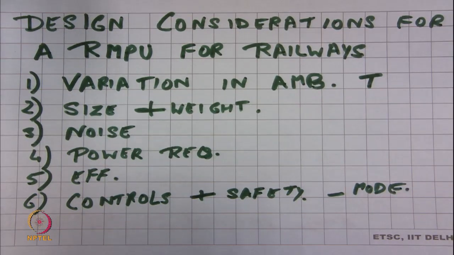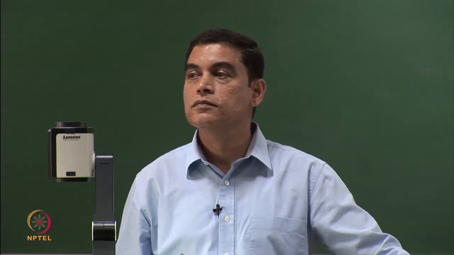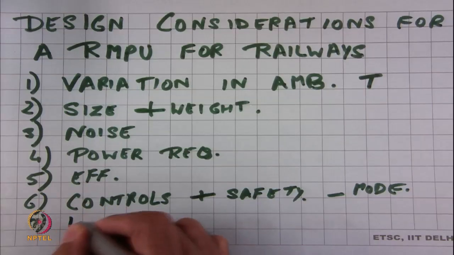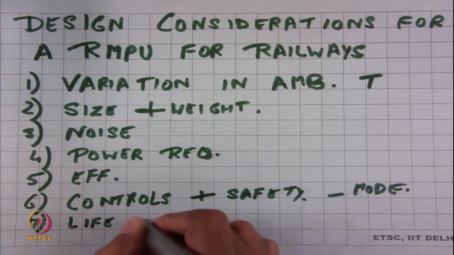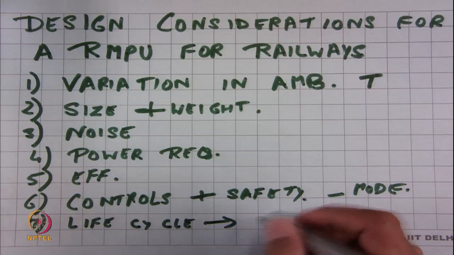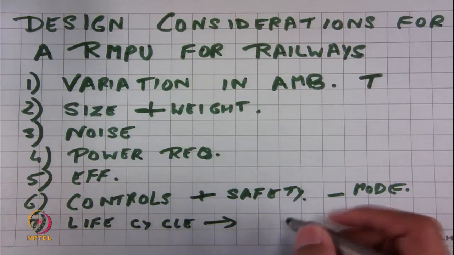What else? Life cycle. I didn't hear you properly. Life cycle. Okay. So this impacts the material use, the kind of robustness that we have.